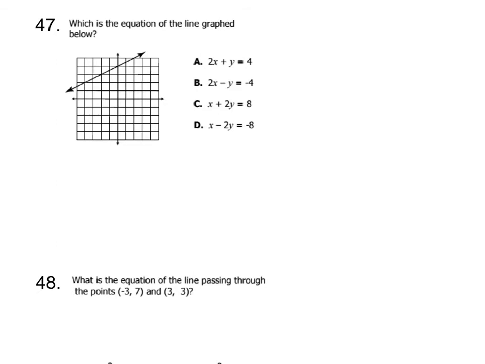Question 47 asks, which is the equation of the line graphed below? Notice here, all the answers are in standard form. So once I get slope-intercept form, I have to fix it. But we've got to find slope-intercept form first. So let's look. What's my b? B is, what is that? 1, 2, 3, 4. B is 4. And what's my slope? It's a positive slope, and it looks like it is positive 1/2, up 1 and over 2, I believe. So we're going to plug into slope-intercept form: y equals 1/2 x plus 4.